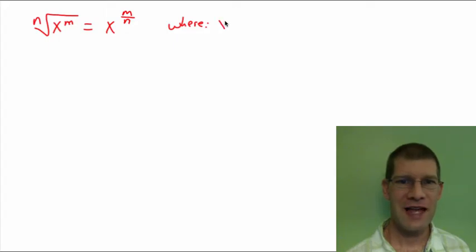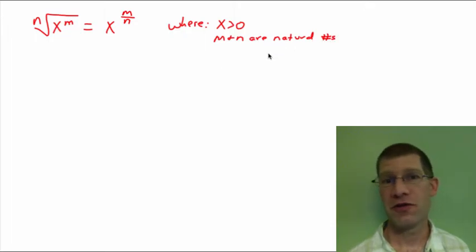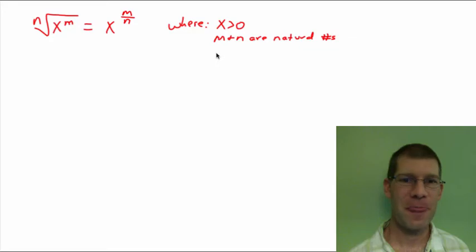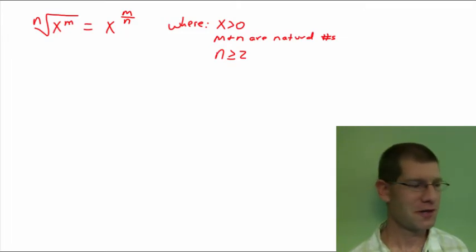first of all, x has to be greater than 0. m and n are going to be natural numbers. You're not going to have like a 0.2 over 7 or something like that. So they're going to be 1, 2, 3, 4, 5, 6, your counting numbers. And the last thing is that n is going to be greater than or equal to 2. It'll be like a square root, a cube root, 4th root, 5th root, and so on.